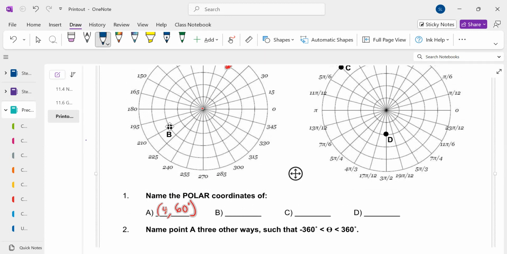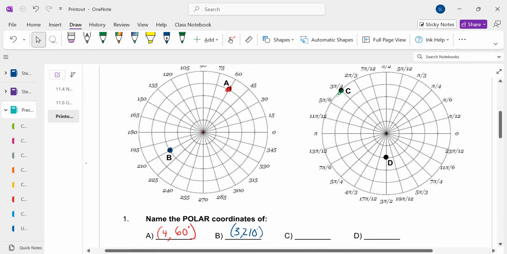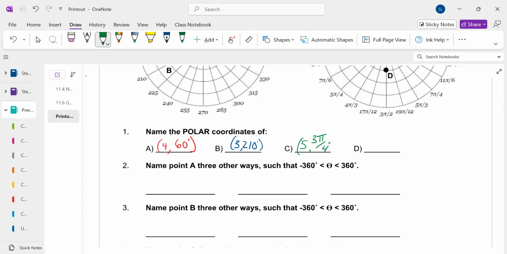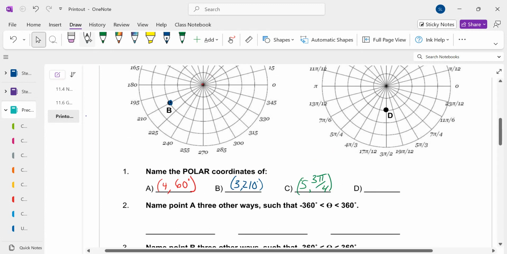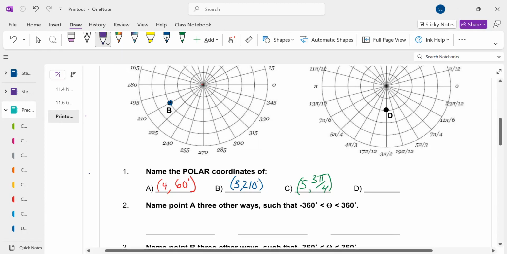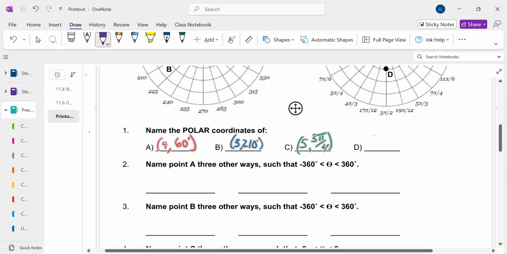Point B is going to be 1, 2, 3 units away, and that's at an angle of 210 degrees. Now we'll switch to radians. Point C over here looks like it's 5 units away at 3 pi over 4. And then lastly, point D is 2 units at 3 pi over 2.